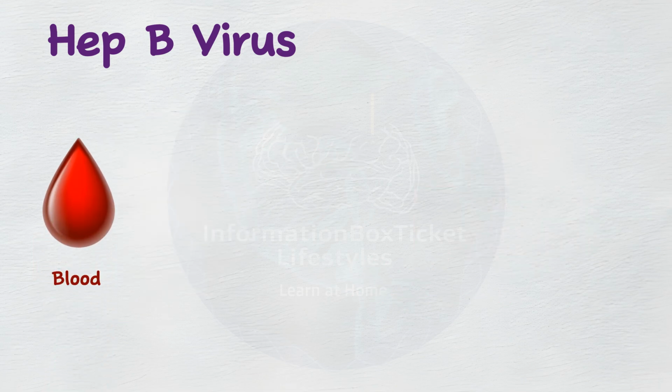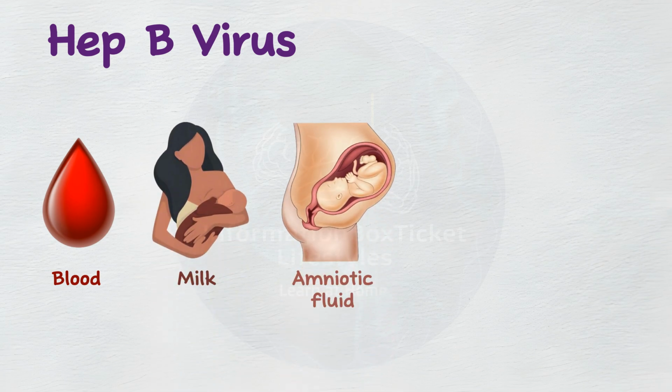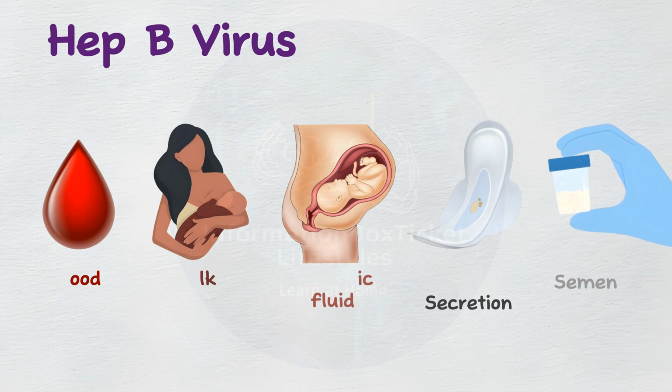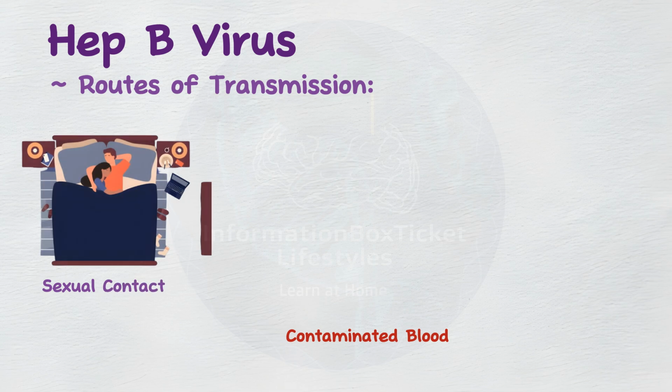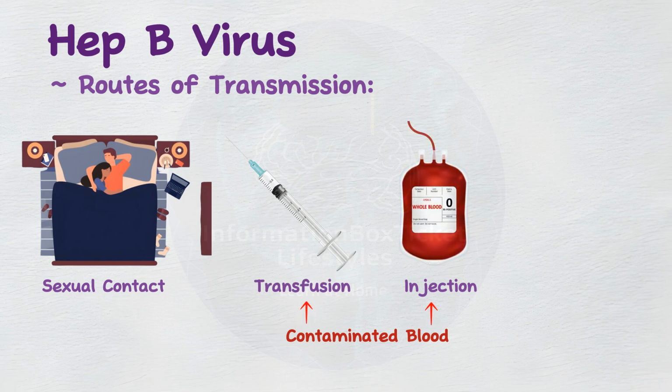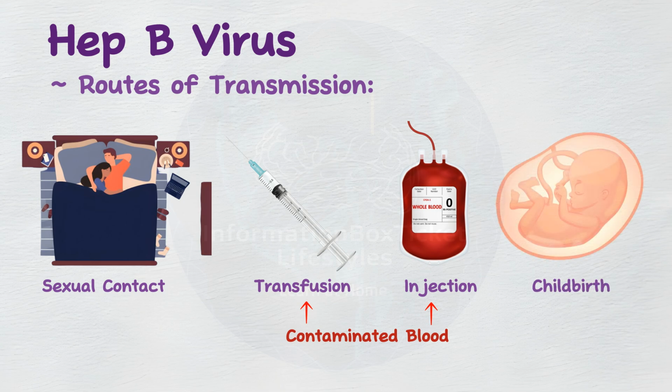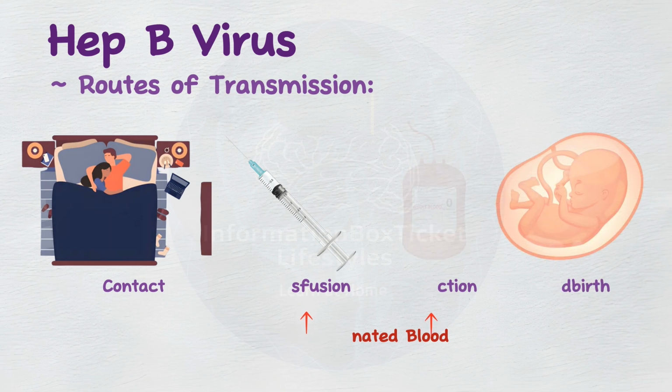Although blood is the primary reservoir for the hepatitis B virus, it can also be detected in milk, amniotic fluid, vaginal secretions, and semen. Therefore, infected blood can spread through sexual contact, contaminated needle injections, which is more prevalent among intravenous drug users, and contaminated blood from transfusions. The virus can also be transferred from an infected mother to the infant during delivery.